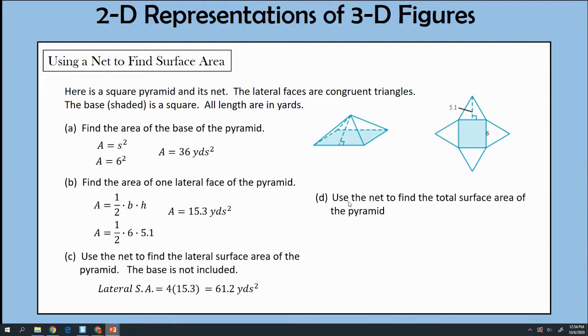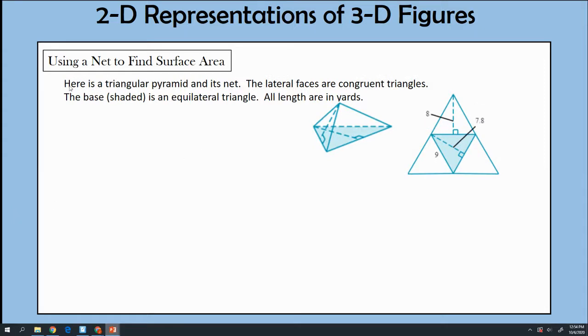And then the last question says use the net to find the total surface area. So the total surface area, guys, we should know is the square base, 36, plus the four sides, which we already totaled up to be 61.2. It's going to be 97.2 yards squared. So that's using a net with a pyramid. All right, one more here. So now we change the pyramid up.